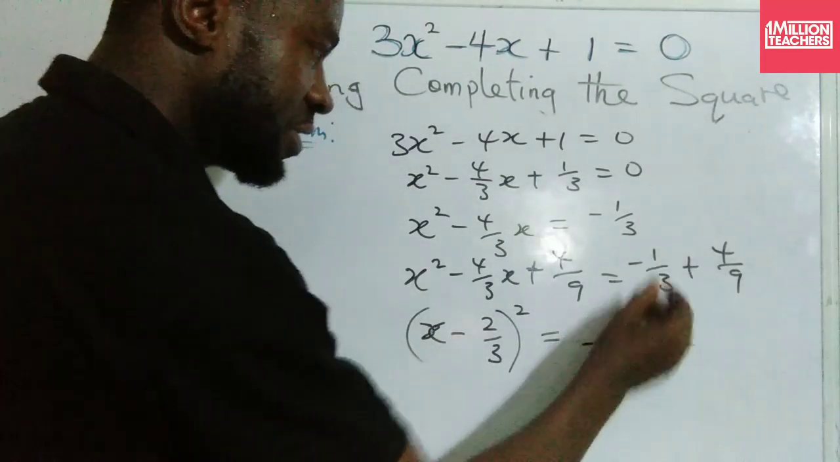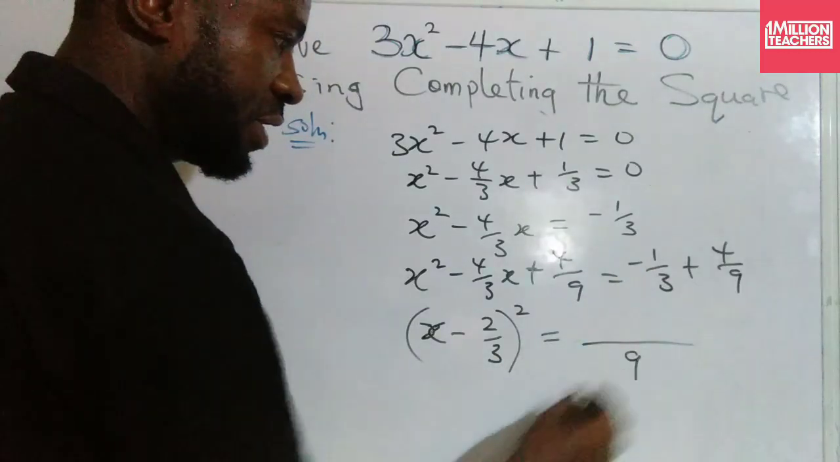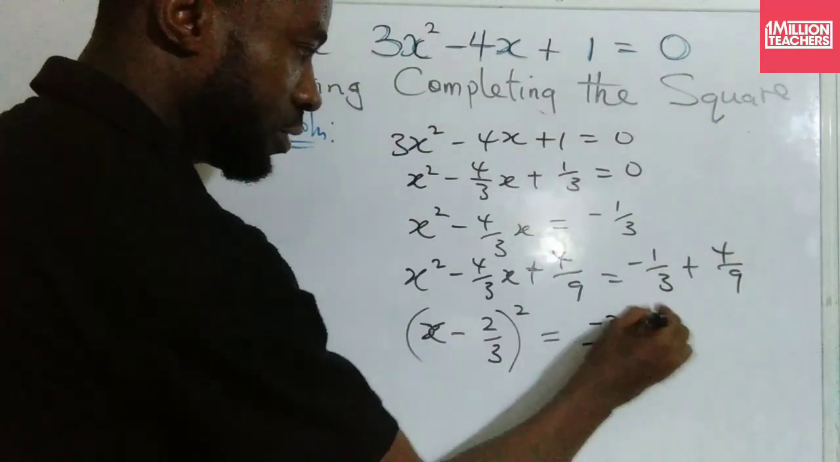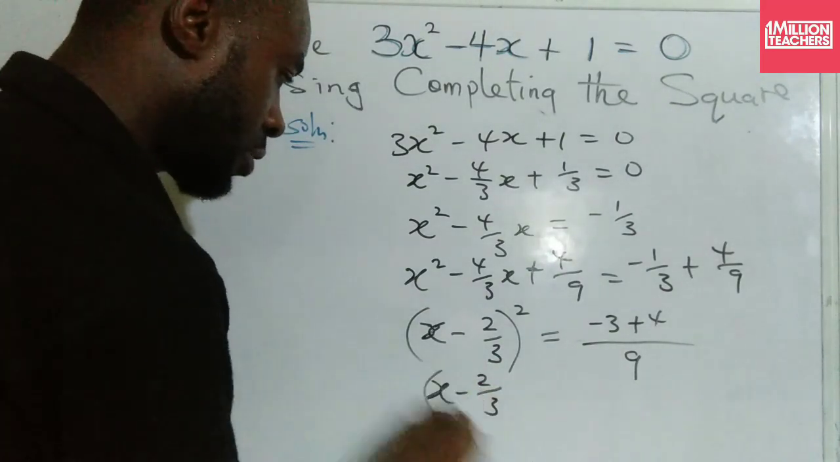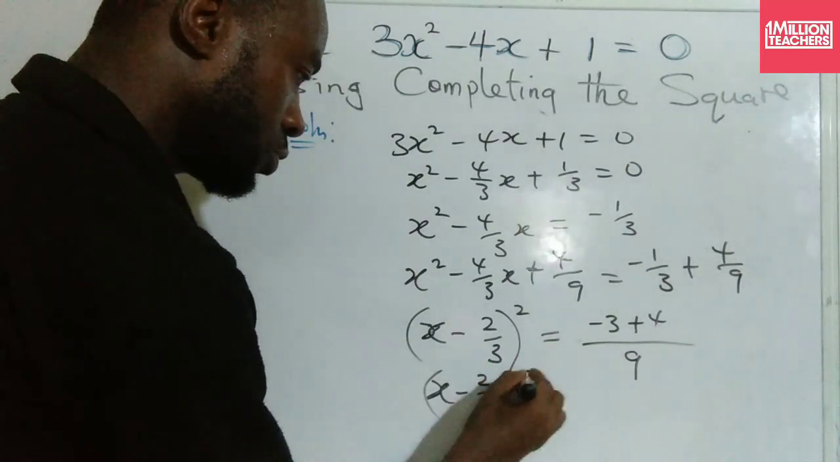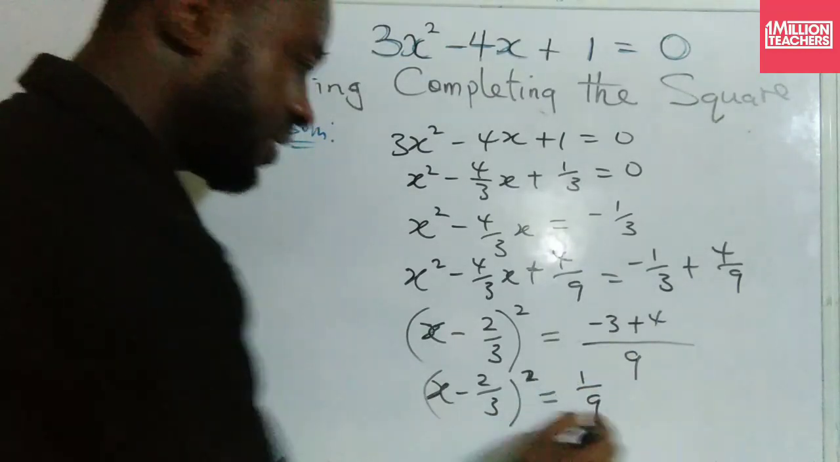Now let's work on this. The LCM is 9, 3 here, 3. So I'm having minus 3 plus 4. So I'm having x minus 2 over 3 all squared equal to, this will give me 1 over 9.